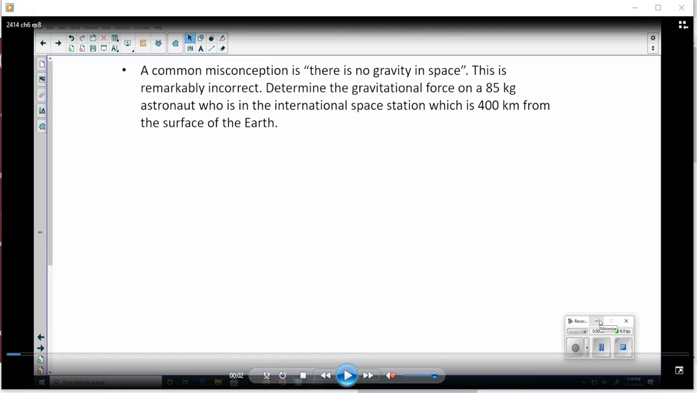So here, I want you to calculate the gravitational force on an 85 kilogram astronaut who's on the International Space Station, which is 400 kilometers from the surface of the Earth. There's nothing special about this example. We're just going to use the law of universal gravitation. You just have to remember that it's the radius of the Earth plus 400 kilometers.